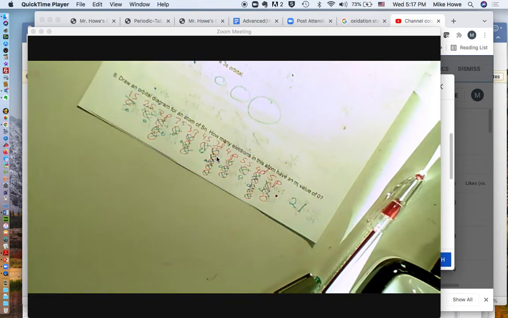So that was kind of quick on the last page, but we got through the whole test, and hopefully that helps you as you study.